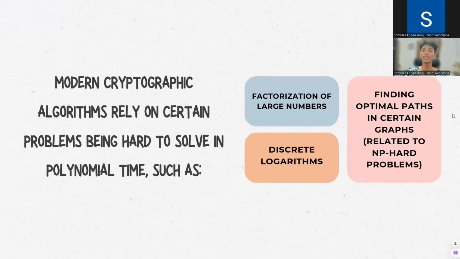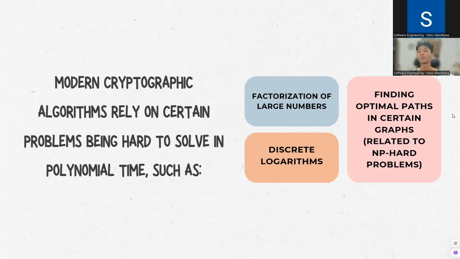So, why is this reliance on hard problems so important? The strength of many cryptographic systems depends on how computationally challenging it is to break them. In particular, modern cryptography often uses problems that are NP-hard, where these problems are at least as difficult as the hardest problems in NP, believed to be intractable. Even if they're not proven to be NP-hard, they are practically unsolvable within a reasonable time frame for large inputs.